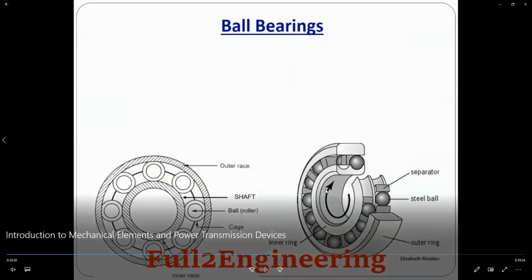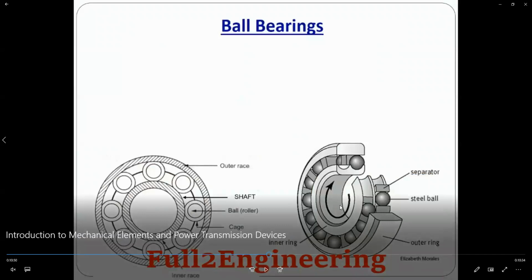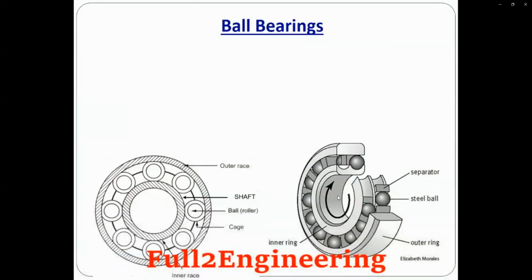Internal, you got a shaft. The shaft rotates because this one you want to reduce the friction. This one rotates very fast, and the balls also will rotate. But the outside housing will be static. So it's a support. This support is to reduce the friction.